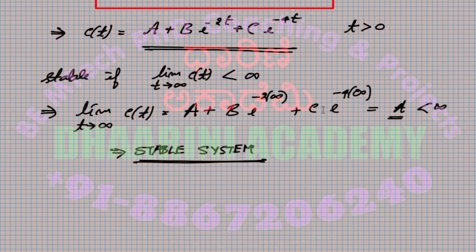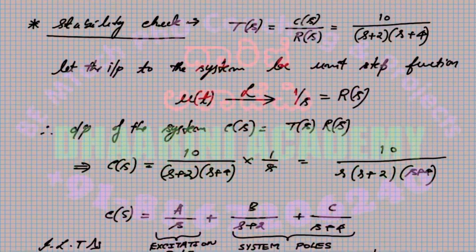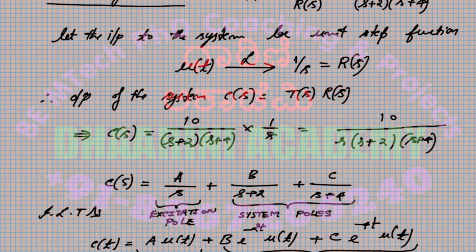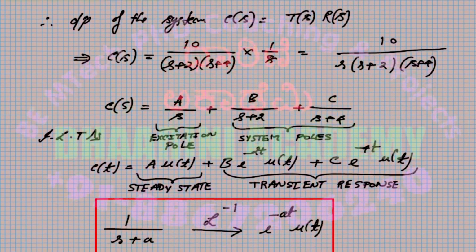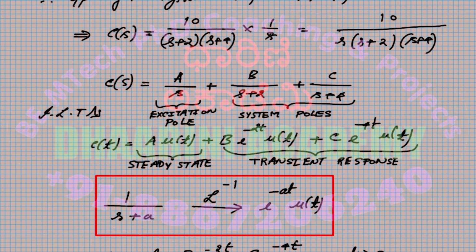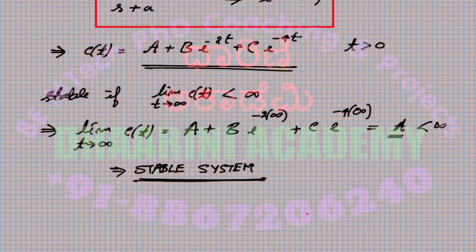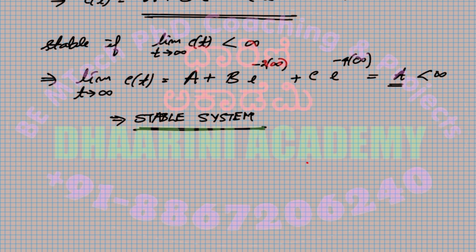We considered one example of the system, and we understood that the various parameters related to the system, like excitation pole and system poles, each have corresponding outputs: the steady state output and the transient output, the transient response. And the condition for stability is that the limit of the output as t tends to infinity should be less than infinity, a finite value. So this is our first requirement, as we understood.